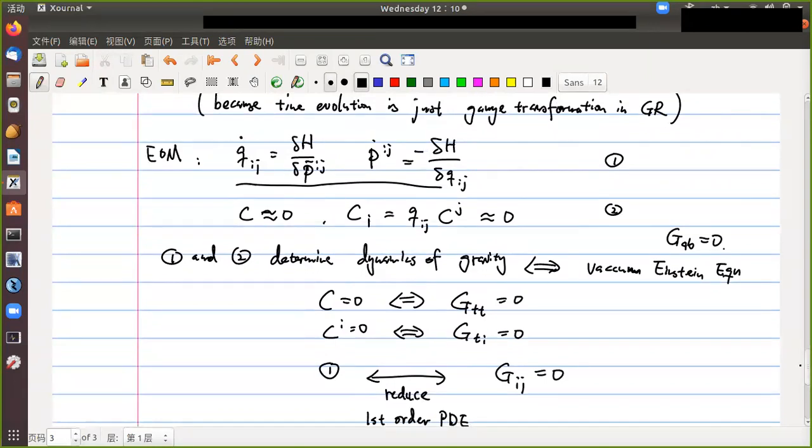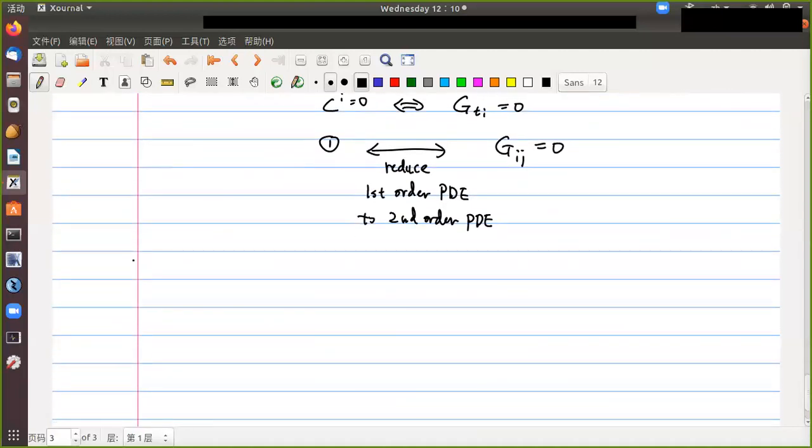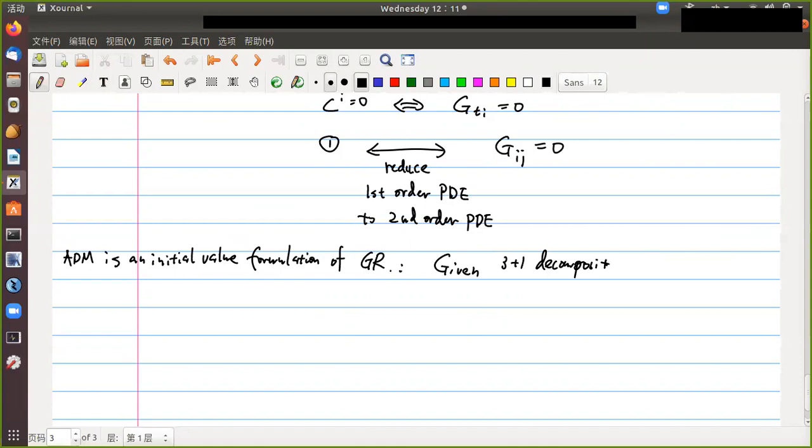These are the equations of motion of the ADM formalism. They give you an initial value formulation of general relativity. So ADM is an initial value formulation of GR. What exactly is it? Namely, given a 3+1 decomposition of spacetime, let's say of the manifold, which is just R cross sigma.